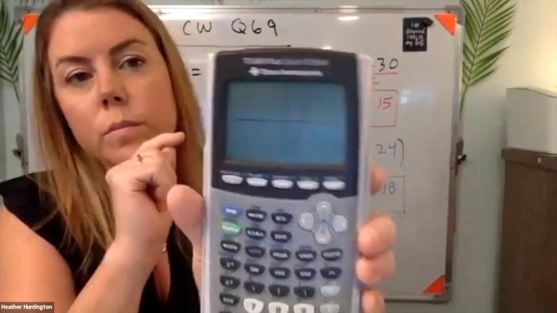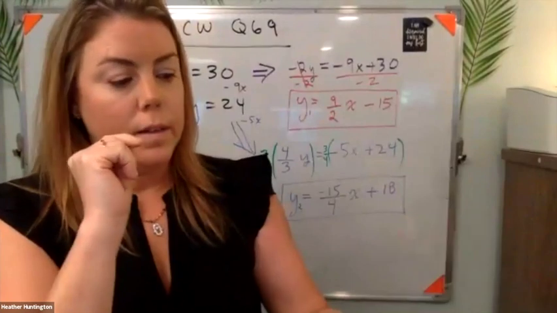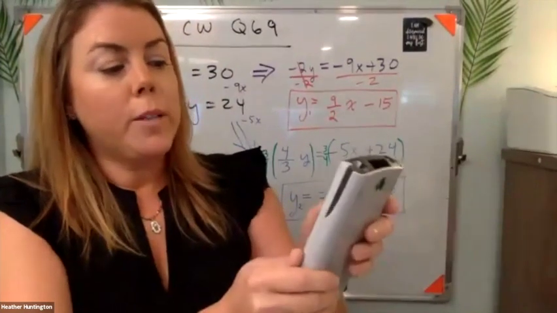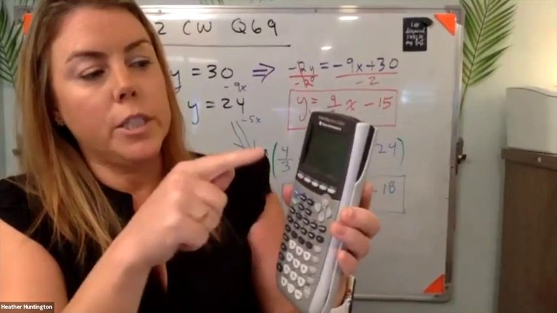Press zoom, it's up at the top, and then press 6. You can manually change the window by pressing the window button up on the top and then changing the numbers.